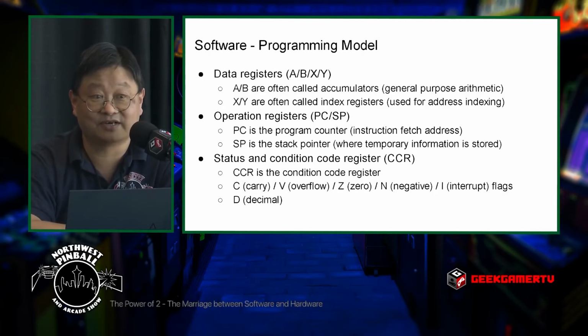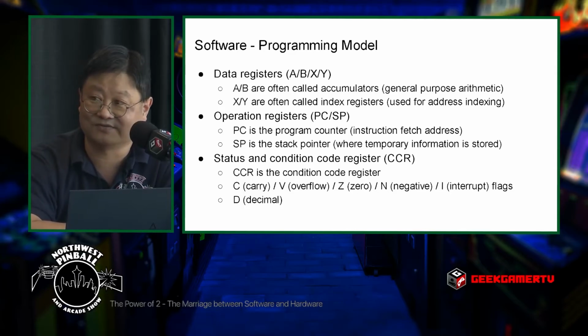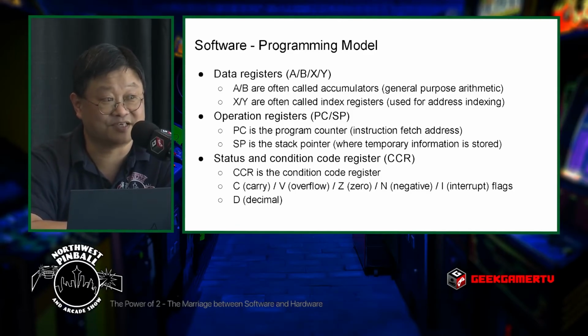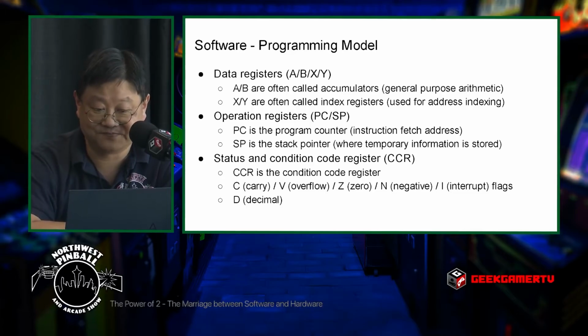So the software programming model for one of these old 8-bit microcontrollers that you'll see on these Bally's and Gottliebs and Williams is there is typically data registers. The data registers, there's 2 of them typically, except the 6502 only has 1. They're called A and B registers. They're accumulators. They're there for general purpose arithmetic. They're like scratch pads. Processor does the arithmetic and stores the result in the register.